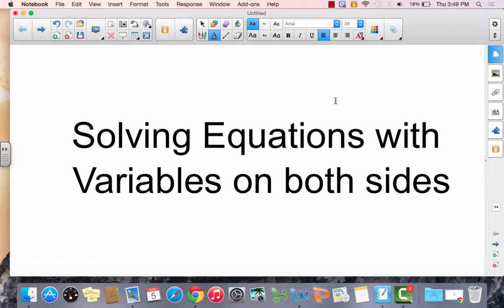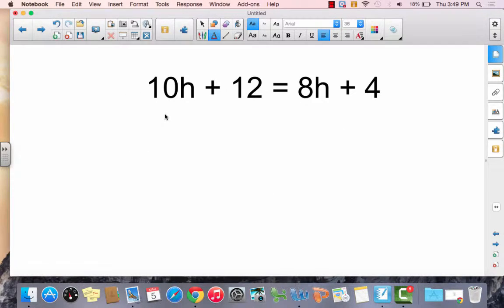In this video, we're going to look at algebraic equations that require you to solve when there is a variable on both sides of the equal sign. Our first example is 10h plus 12 equals 8h plus 4. And what I like to do first is combine both of my variables on one side.